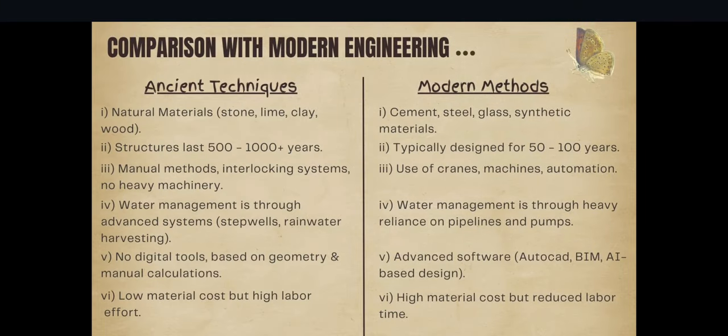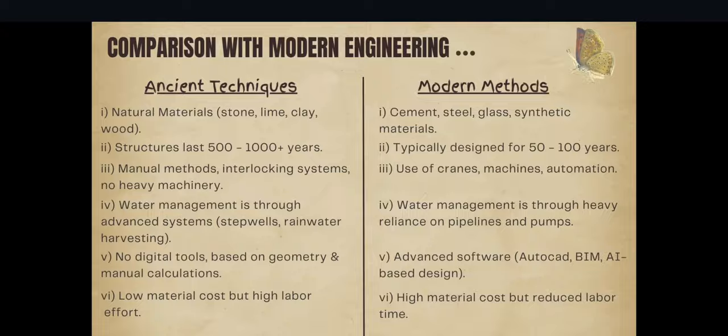Comparison with modern engineering, ancient technique and modern methods. Ancient techniques are made up of natural materials, but modern is made up of steel, cement, glass, and synthetic materials. Structures of ancient technique are long lasting, about 500 to 1000 plus years, and typically modern structures are designed for 50 to 100 years. Ancient technique structures used manual methods from the interlocking system and no heavy machinery. In modern methods, use of cranes, machines, and automation. In ancient technique, water management is through an advanced system, and in modern time, water management is through heavy reliance on pipelines and pumps.